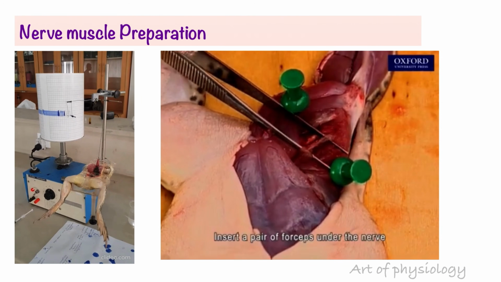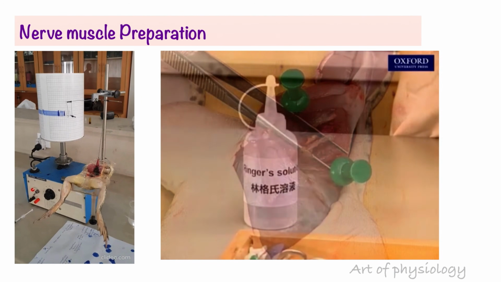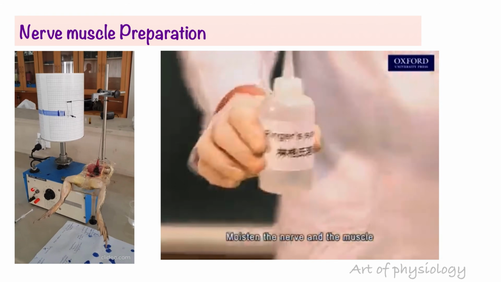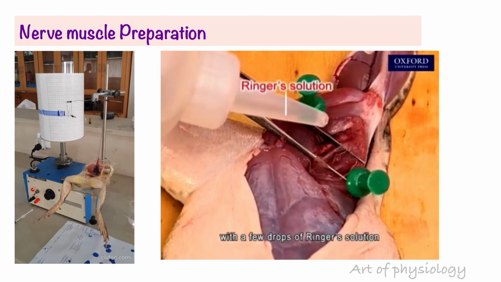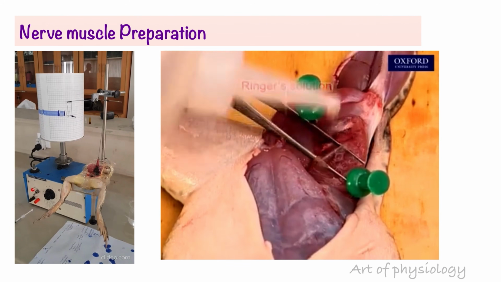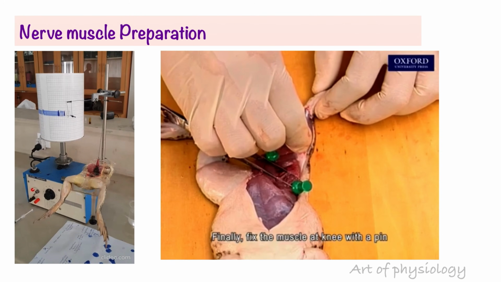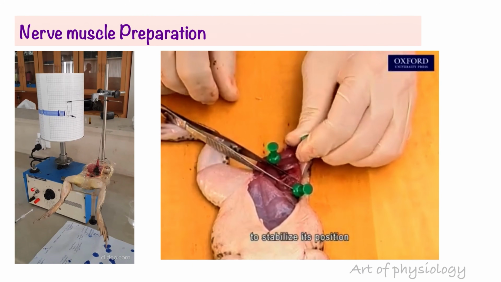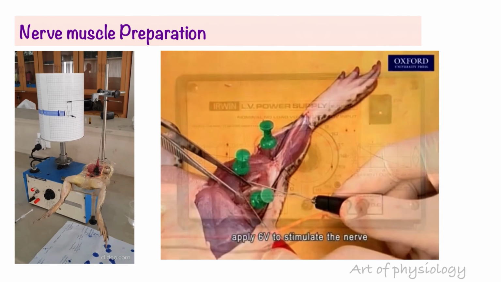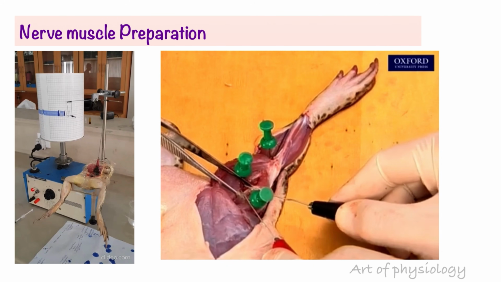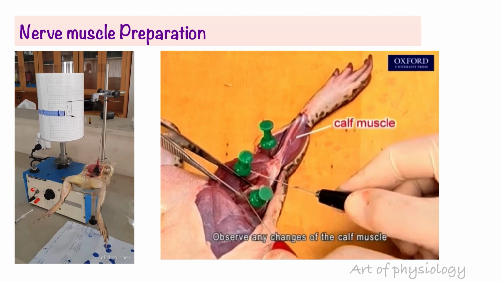Insert a pair of forceps under the nerve. Moisten the nerve and the muscle with a few drops of Ringer's solution. Finally, fix the muscle at the knee with a pin to stabilize its position. Apply 6 volts to stimulate the nerve. Observe any changes of the calf muscle.